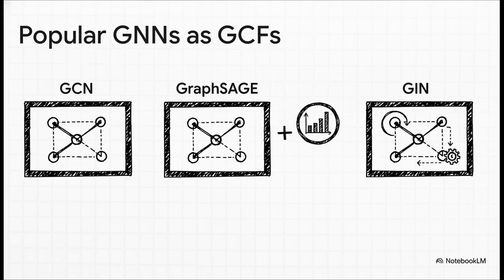And this isn't just theory. If you look at some of the most famous GNNs out there, you see they are just specific flavors of this framework. The standard graph convolutional network, or GCN, it just uses a simple first-order GCF. GraphSAGE, it does the same thing but adds a normalization step. The graph isomorphism network, or GIN, same idea, but it makes the weight on the self-connection a learnable parameter. They are all just clever variations on the exact same theme.